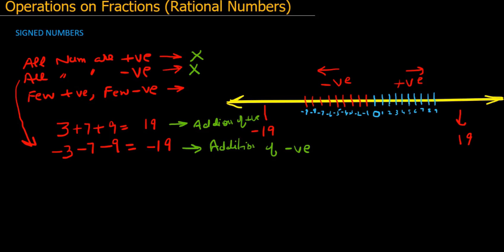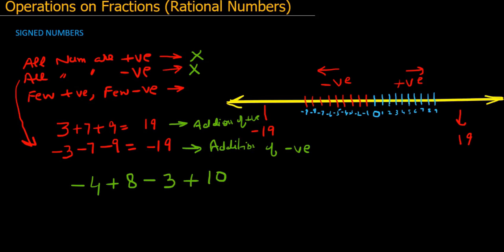Now, the only case left is when a few numbers are positive and a few numbers are negative. So how to add them? Let us see the same example. Now we make a few numbers, add one more number. Minus 4 plus 8 minus 3 plus, let's say, 10. So we have 2 numbers positive and 2 numbers negative. So what do you do in this situation?